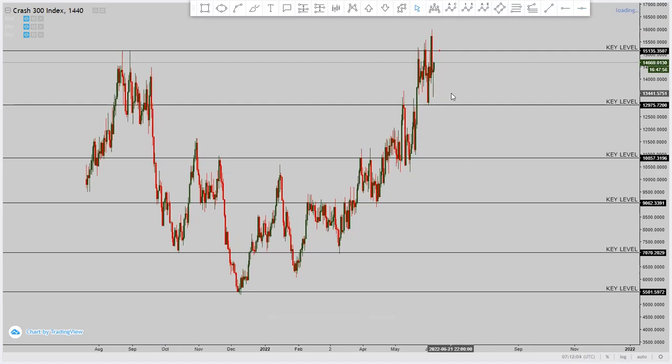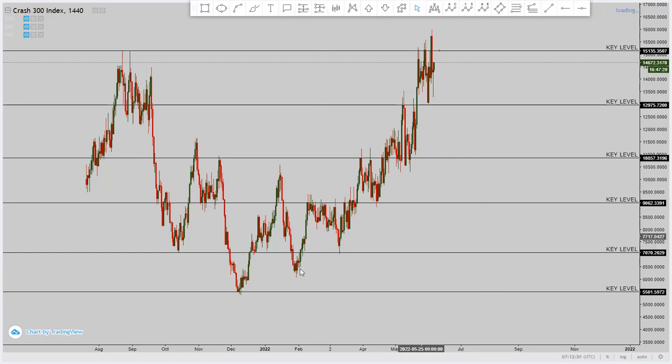So all my key levels have now been drawn. These are the major key levels that I'm seeing on Crash 300. Whenever you're trading levels, once a level has been broken, price will go to the next major level. The first major level here is this one. From here, we expect price to crash all the way to there. Once it breaks there, we expect it to go to the next, and the next.